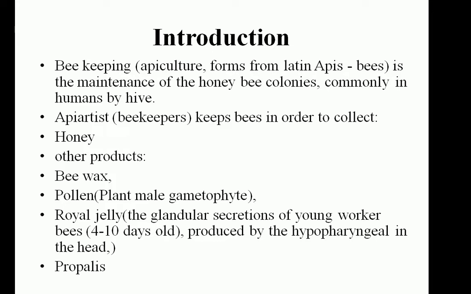Royal jelly is secreted by the glandular secretion of young worker bees aged 4 to 10 days, and they produce it from the hypopharyngeal gland. Then propolis. These are the major products we get from the honeybee, and this is a very important insect, very important to us.